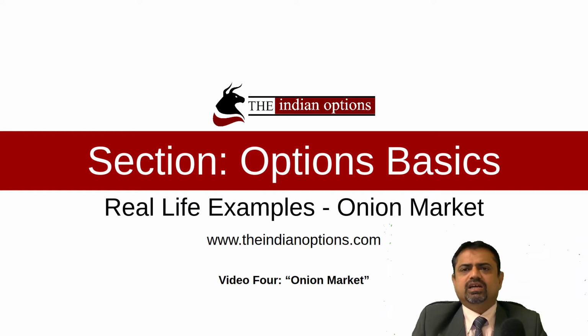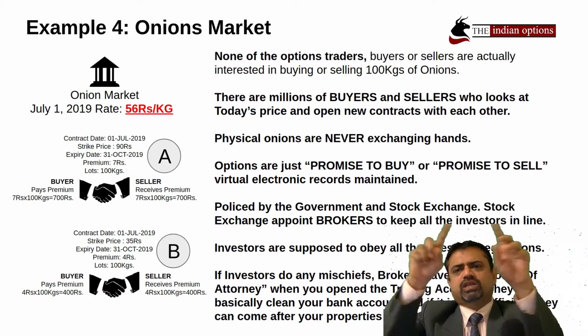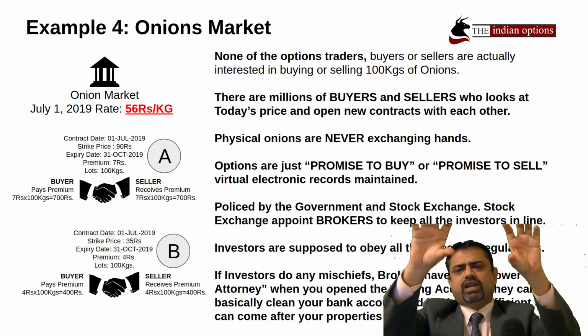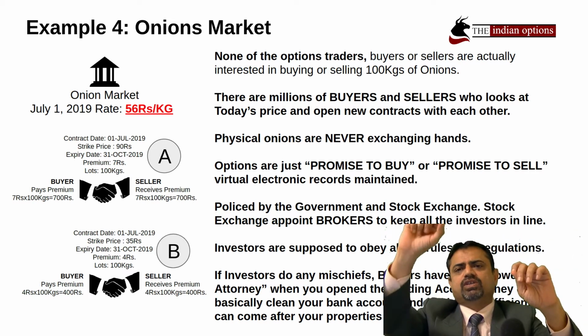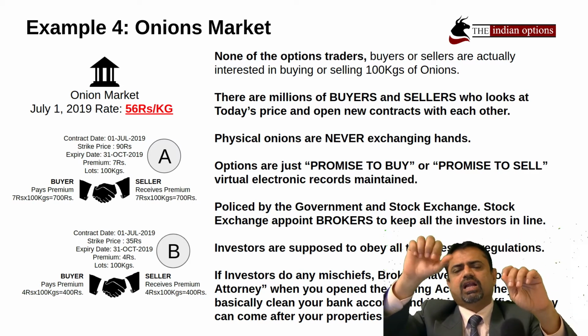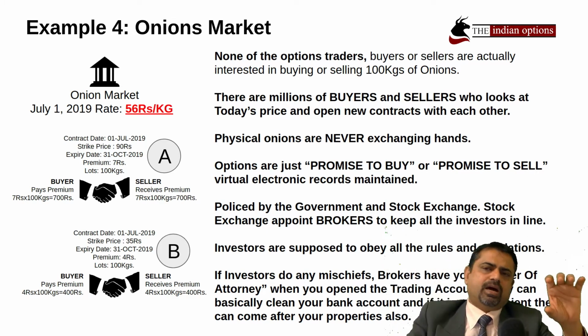If you see the figure, on the 1st of July, the rate of the onion is 56 rupees per kg. Now assume that the options market has one standard rate. They are going to display a huge display board outside, and on that board the onion price is 56 rupees, and it keeps on changing, 57, 55, 58, 59, based on what is happening in the auctions inside the market.